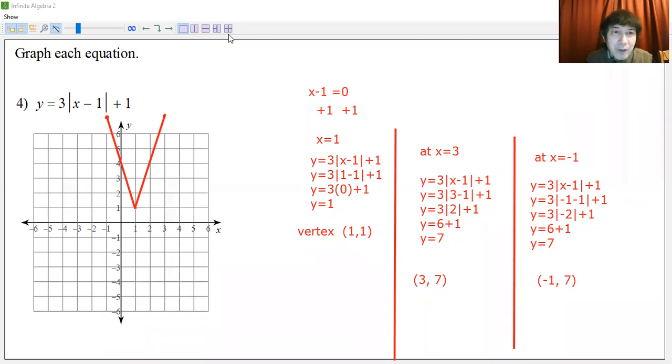Let me clear our graph and let the computer draw its graph, its answer. Just the same, we have our graph. So if you have a larger graphing paper, you can include the -1, 7 and the 3, 7. So that's it. Let's compute and do number 5.